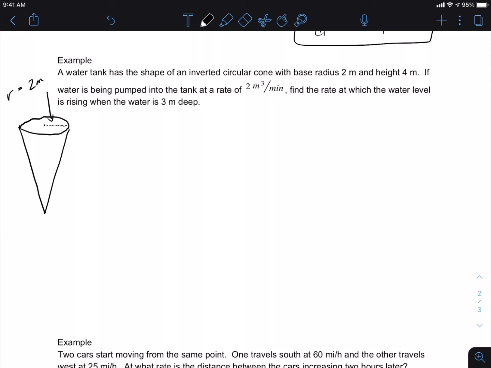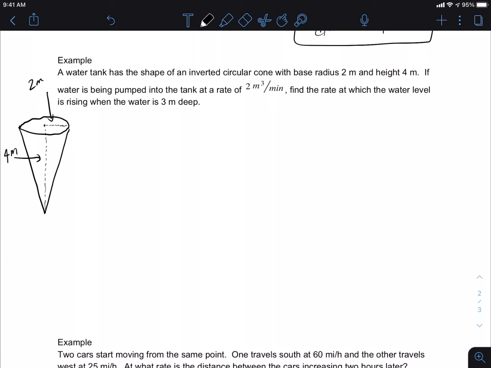Okay. The other thing it's telling me is that from there to there, we have a height of 4 meters. In fact, I should call this a capital R, and I'll call this capital H, okay? I'm not going to label them, actually. Let me just leave it like that for you.